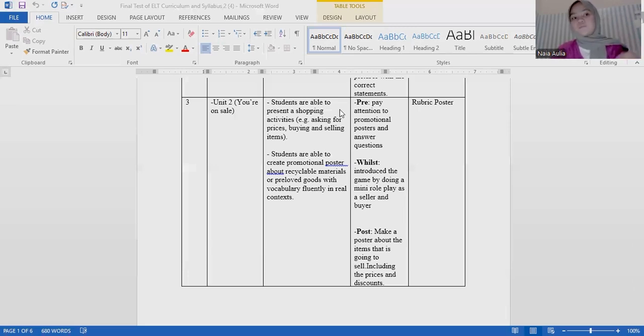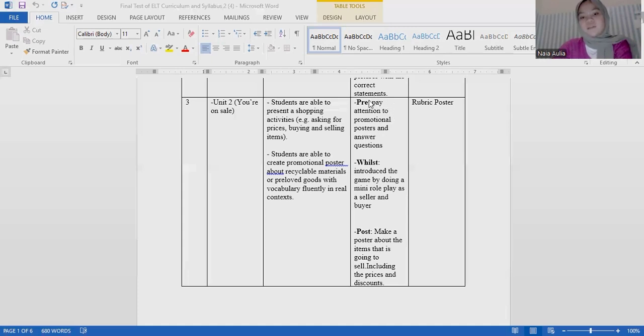Same as my previous explanation for the pre-activity, the reason is to build curiosity or prior knowledge so students know what they will learn after they look at the pre-activity and do it: pay attention to the promotional poster and answer questions. Maybe they expect, "Oh, maybe after this we can create a poster, it's interesting."